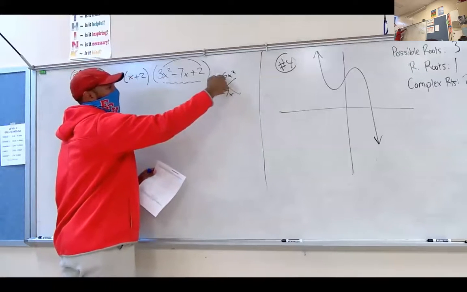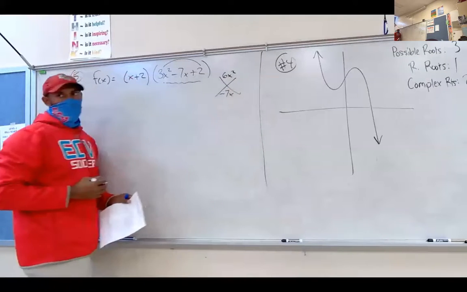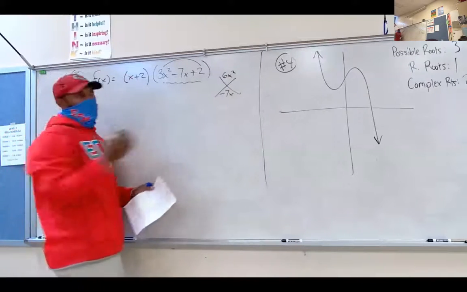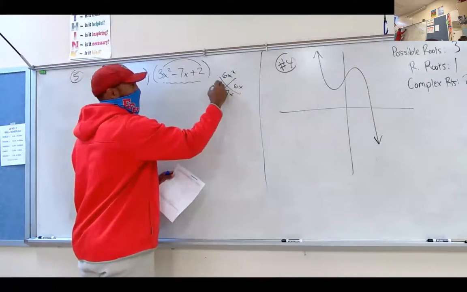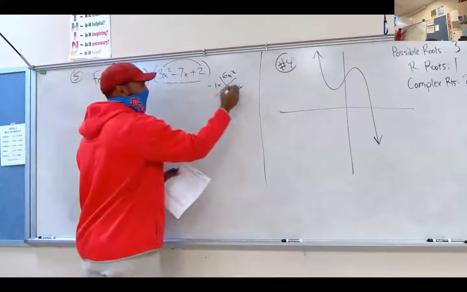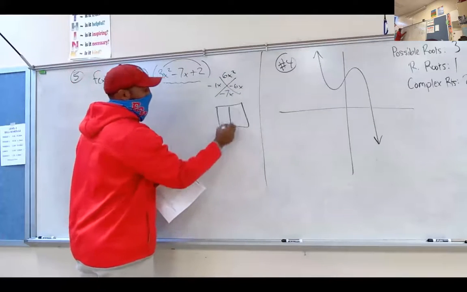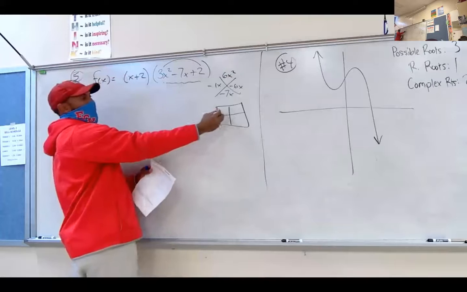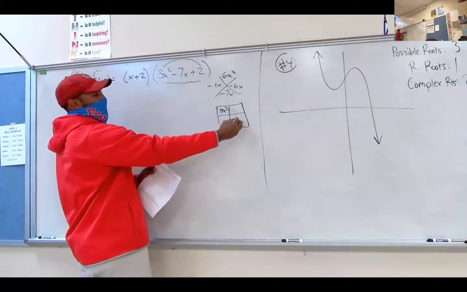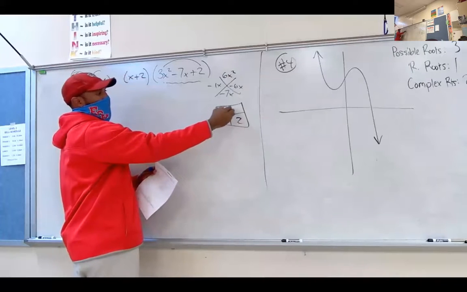What two numbers multiplied to positive 6 add up to negative 7? 1 and 6. Okay, 1 and 6. Both negative, right? I'll set up the box. What goes in the first box? Okay, 3x squared. What goes in the last box? 2. And then what do I put here?